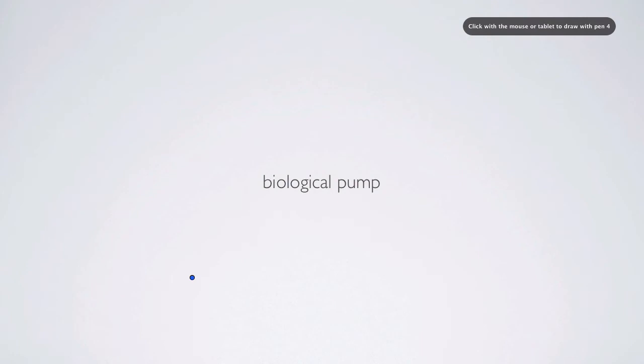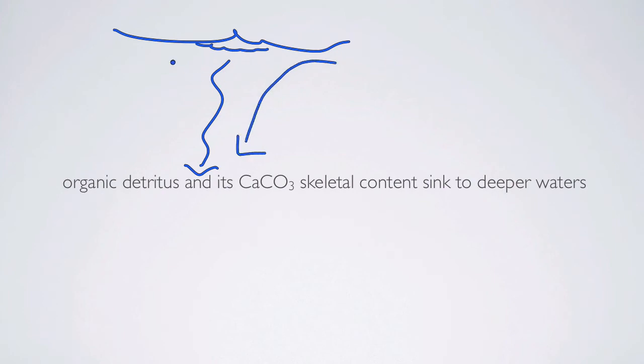Now, we generally think of there being two different types of pumps for moving carbon to depth. The first is a biological pump, and that biological pump is essentially organic detritus and calcium carbonate skeletons that sink to deeper waters. So we've got NPP in our surface water, and that's going to sink and get into deeper water, not necessarily because of the movement of water from shallow to deep, but just long-term sinking of that organic matter. And that's one way that carbon gets from shallow to deep.